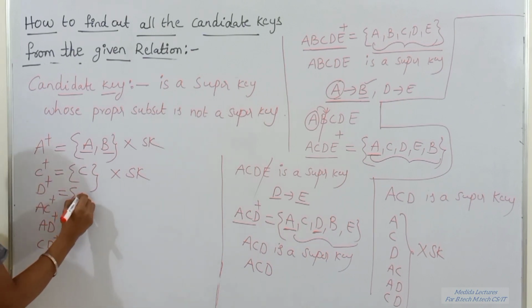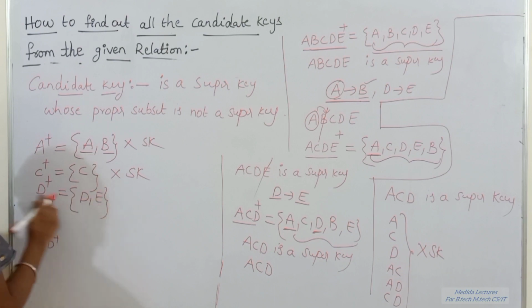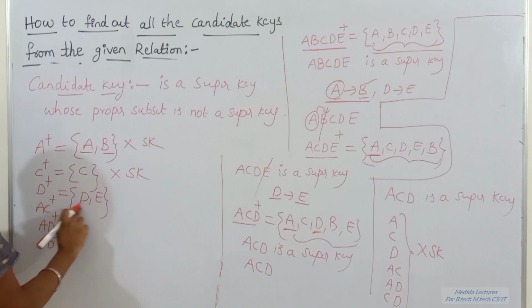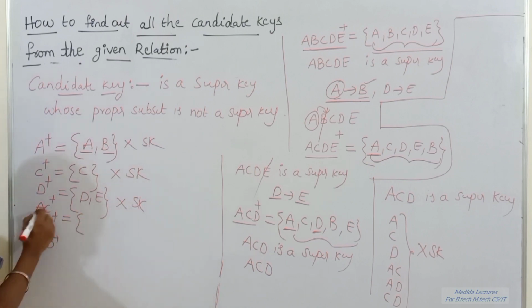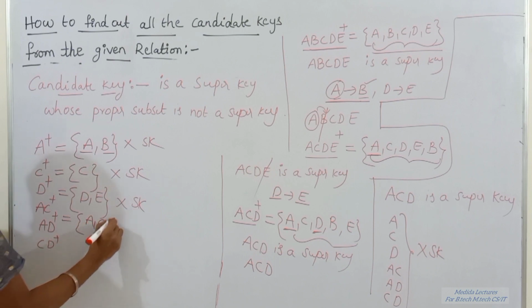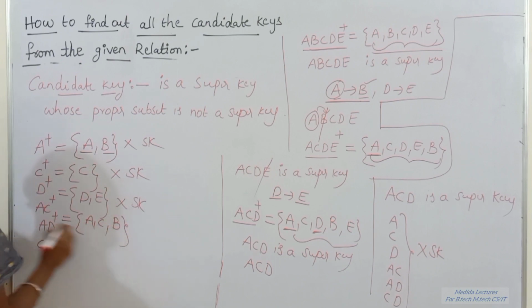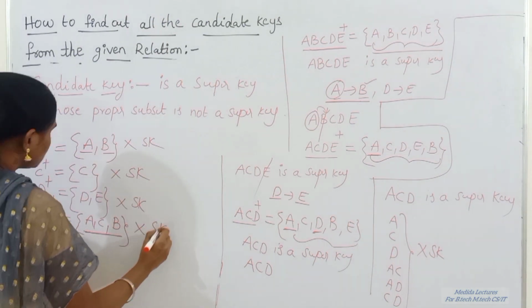D closure itself determines D. If you have D, then you can determine E also. So D closure consists of only D, E. So it is not a super key. Next, find out AC closure. AC closure itself determines first AC. If you have A, then you can determine B. So AC closure equals ACB only. It is also not a super key.